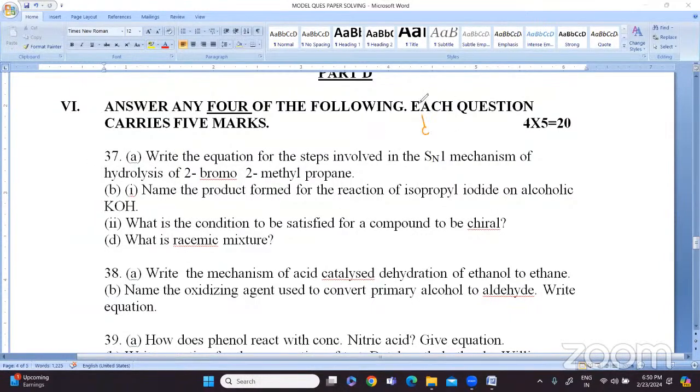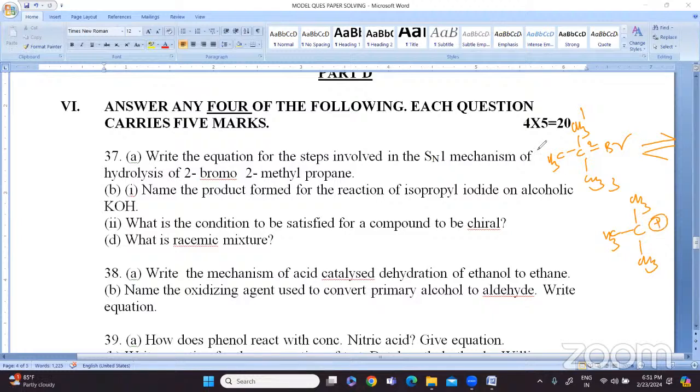I'll write it here: CH3, CH3, CH3, Br. This is your 2-bromo, 2-methyl propane. What is the first step? The first step is a slow step: formation of a carbocation and a bromide ion. It yields a tertiary carbocation.